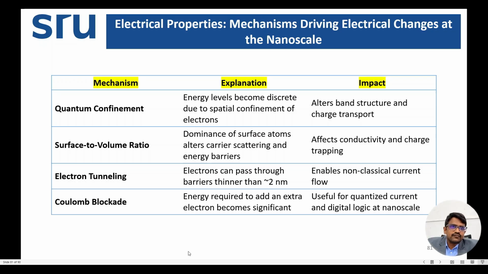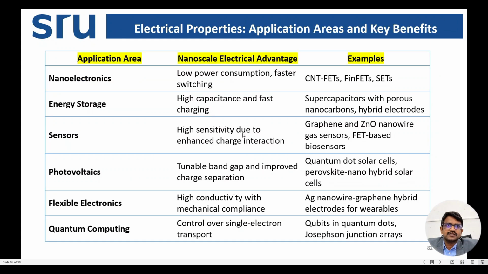Okay, so then Coulomb blockade. The energy required to add an extra electron becomes significant. So what is the impact? Useful for quantized current and digital logic at nanoscale. So it is useful in nanoelectronics. Okay, so this is about the electronic properties. We will see the application areas in electrical properties. Okay, see this slide.